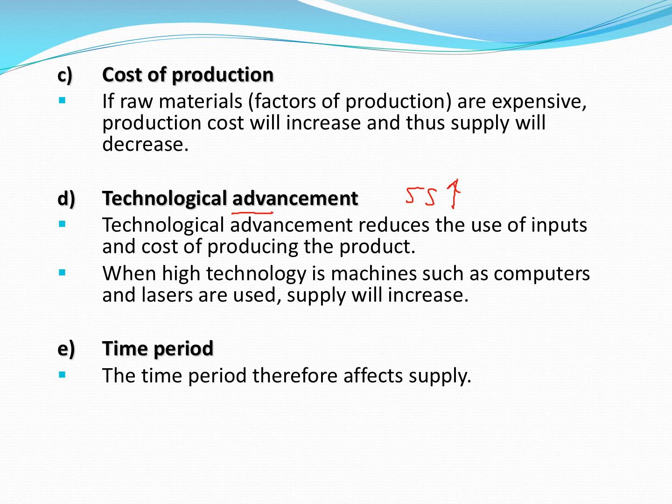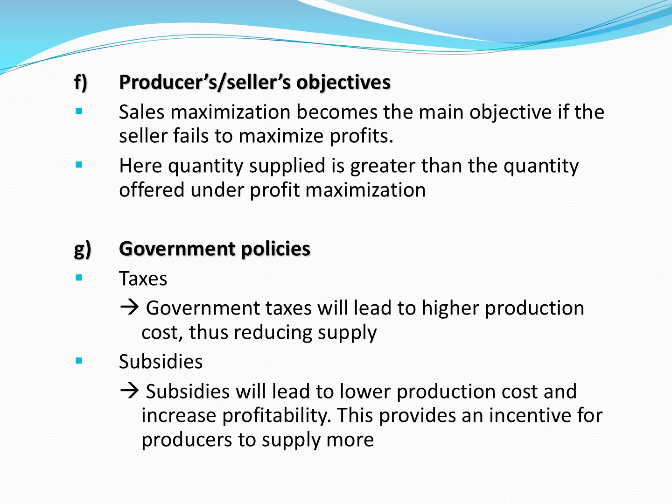Time period: you have two types, short run and long run. In the short run, maybe you don't have enough time to increase the supply too much, so not really a change in the short run, but in the long run, maybe the supply curve will shift to the right or to the left. Producers' or sellers' objective: if you target to produce maybe twice your production this year, then this year the supply curve will shift to the right. But if you set an objective to reduce the supply, it will shift to the left.